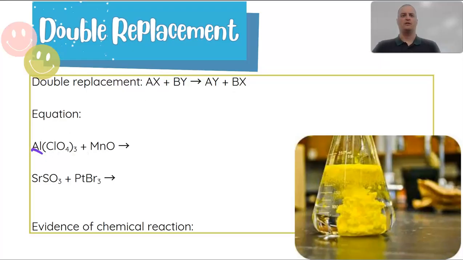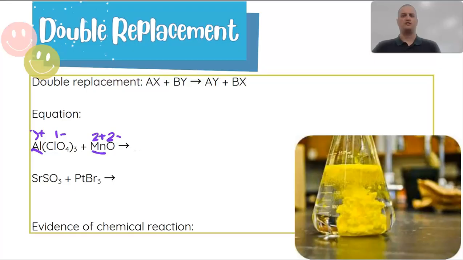So aluminum and manganese are both metals. Sometimes I like writing the charges up top just so we can kind of get an idea. So ClO4 is 1 minus. Aluminum is 3 plus. Manganese, we're not sure of, but we know oxygen is 2 minus. So that means this one has to be 2 plus in order to balance it out.